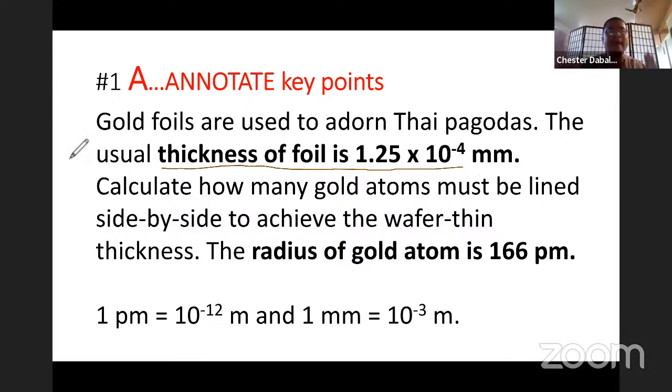Mahalaga ito. So pag sinabi mong keywords, very critical ito sa pag-solve ng problem. I mean, dapat binibigyan nyo ng atensyon, okay? So another key point here is the radius of gold atom is 166 picometers. Okay. Ayan yung mga key points. So ang ibig sabihin, gagamitin nyo ang mga data na ito sa pagsosolve ng problem. Okay? So letter A.